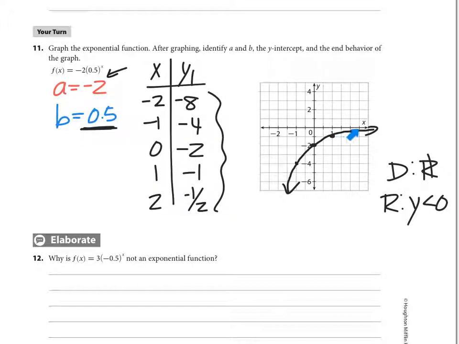Our end behaviors, as x approaches negative infinity, so as we trace the function going to the left, it's going down. So y is approaching negative infinity. So as x approaches positive infinity, so we trace the function going to the right, it's flattening out at 0. So something a little different in terms of graphing, but a lot of similar concepts that we've done in the past.